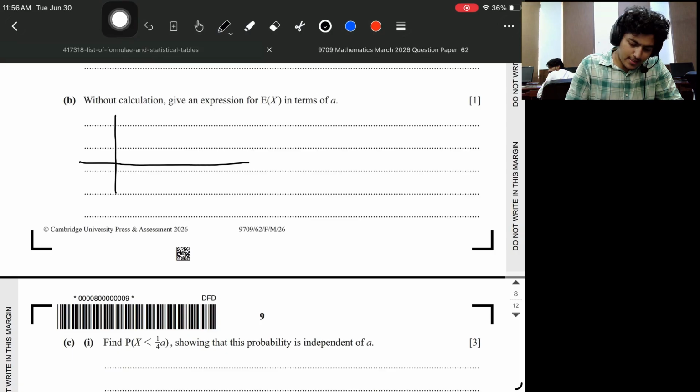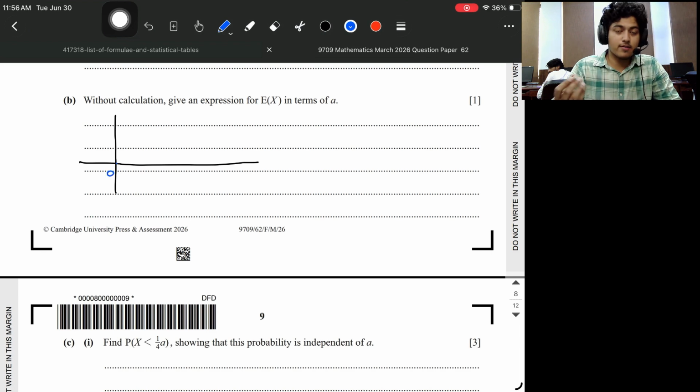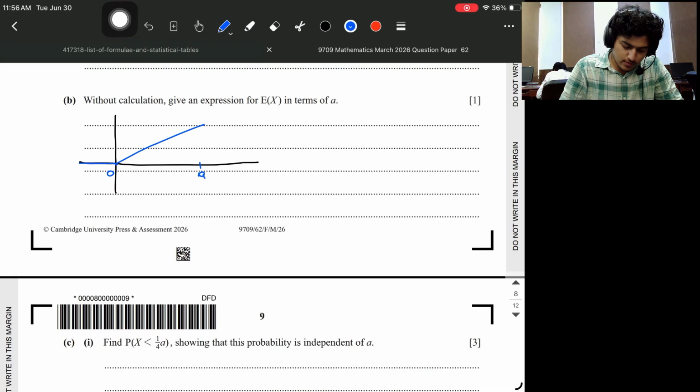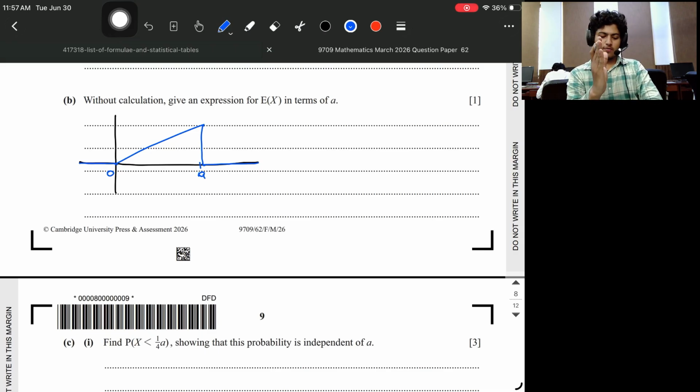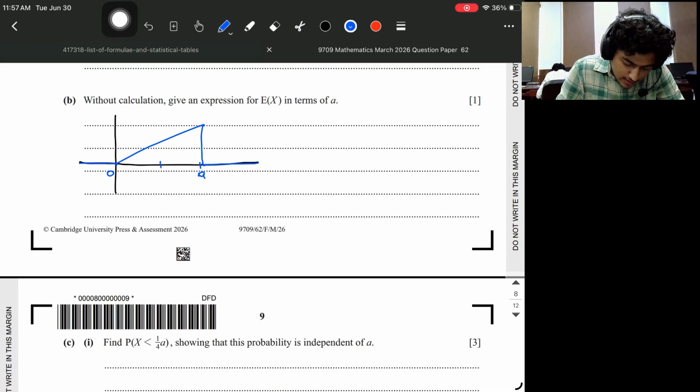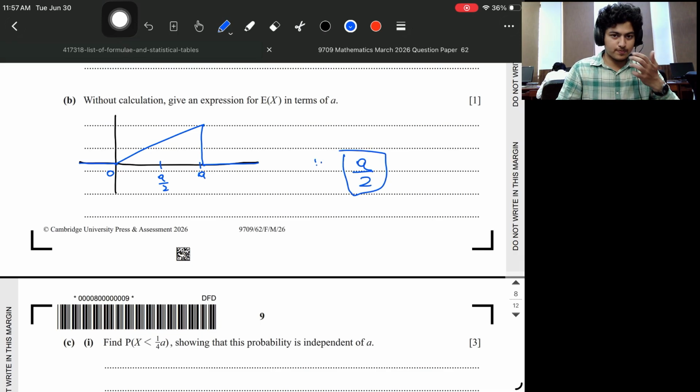A probability density function is such that before that the value is 0, and after a specific value of a, the value is always 0. So it starts from here at 0, goes all the way from here to here, and then reaches 0 again. The expected value is basically 50% of that, which is at the halfway mark, a divided by 2. Therefore the final answer in terms of a would be a divided by 2.